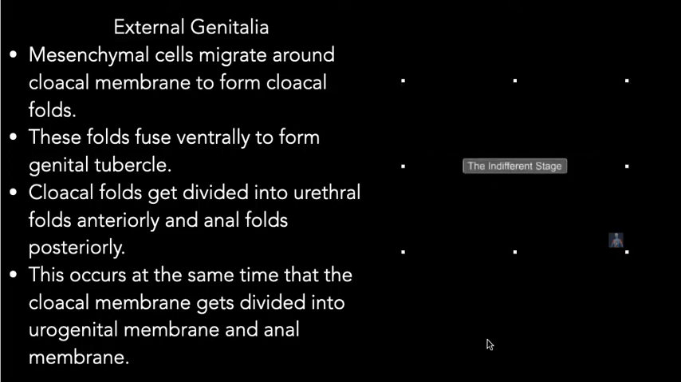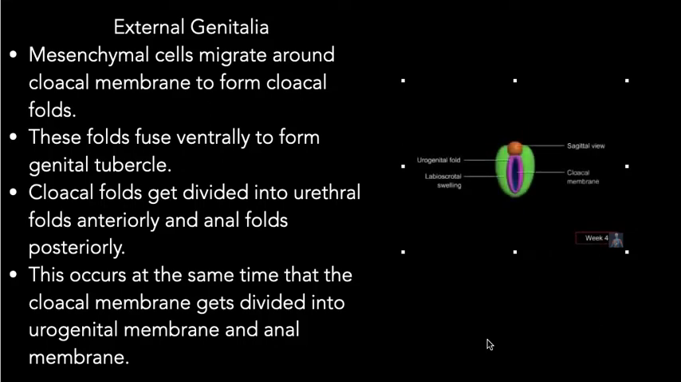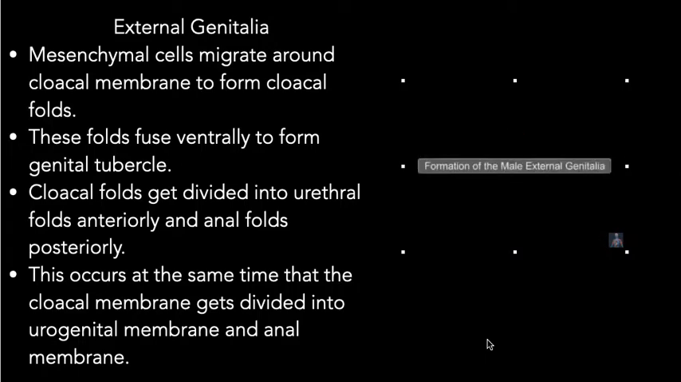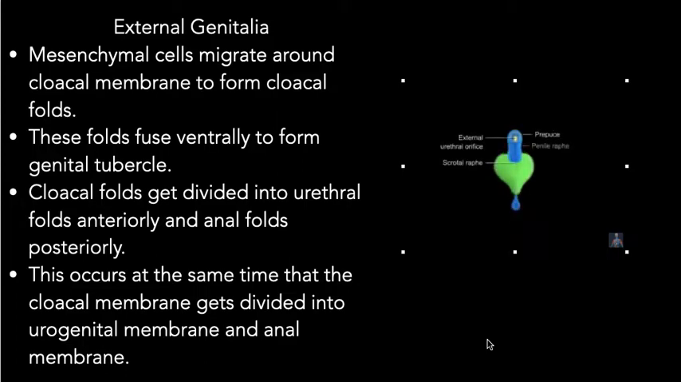Okay, so have a look at the indifferent state here. It's the urogenital fold, the labioscrotal swelling, the cloacal membrane, and in the sagittal view on week 4. Now, genital tubercle, the urogenital membrane, labioscrotal swelling. For the male external genitalia formation, you can see here the external urethral orifice, the scrotal raphe, and the forming scrotum.